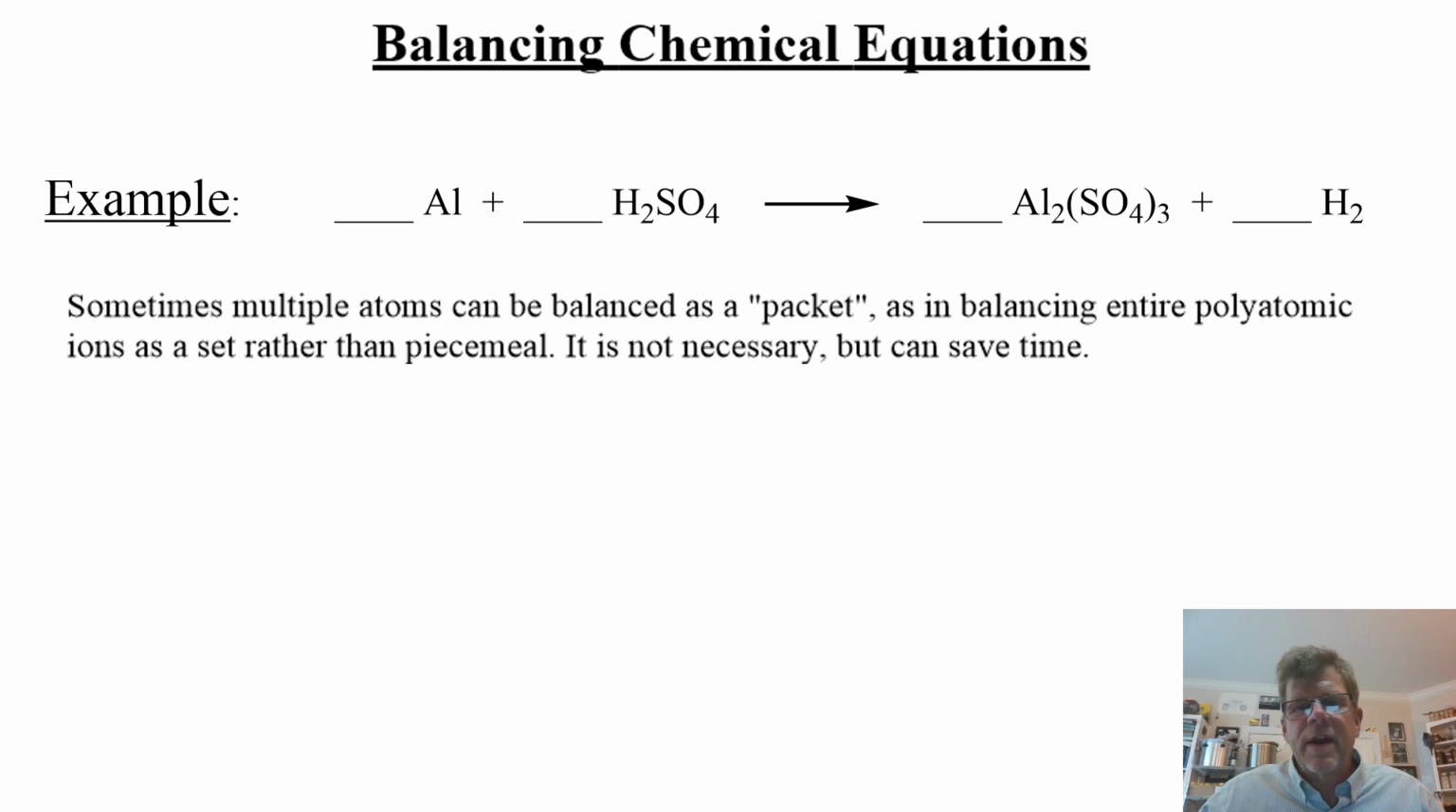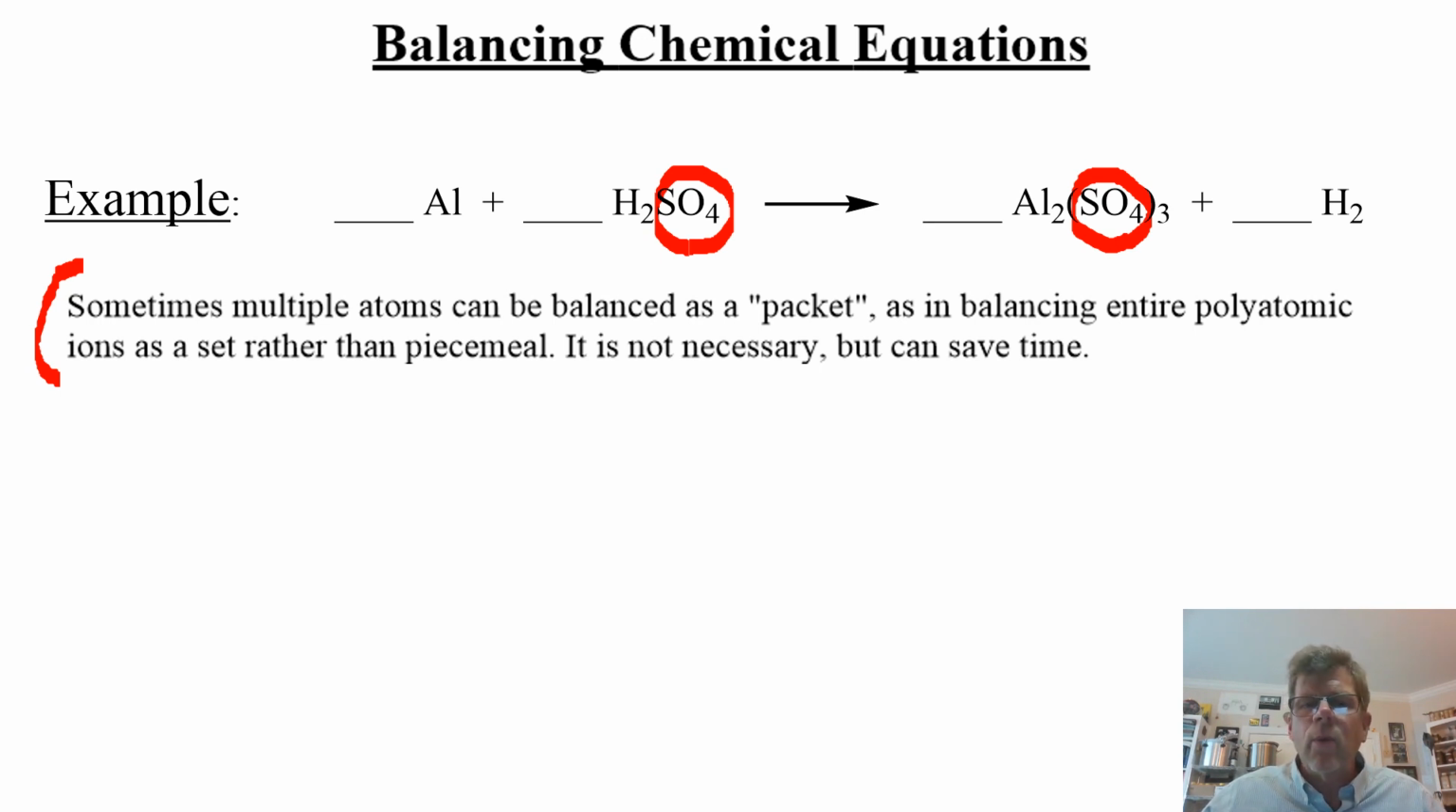So let's take a look at another example, and this is to highlight something that can be a bit of a shortcut sometimes in these. Sometimes we'll look at a chemical equation of reaction and see that on both sides there are multiple atoms balanced as a packet, like a polyatomic ion or something. In this case, we have SO4 on both sides of the reaction. Remember, SO4 was sulfate, that polyatomic ion.